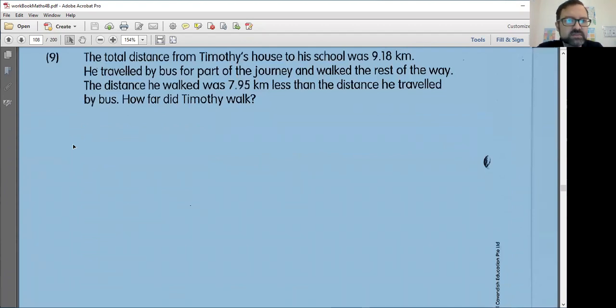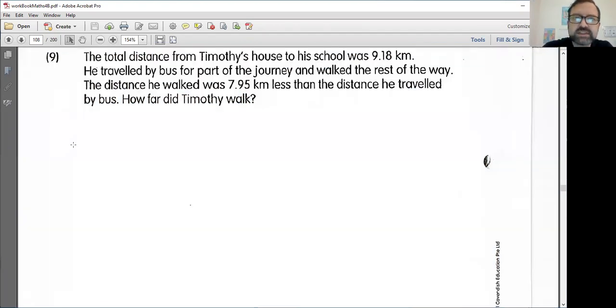All right, last one, number 9. The distance from Timothy's house to his school was 9.18 kilometers. He traveled by bus for part of the journey and walked the rest of the way. The distance he walked was 7.95 kilometers less than the distance he traveled by bus. How far did he walk? All right, this is just a simple subtraction problem.